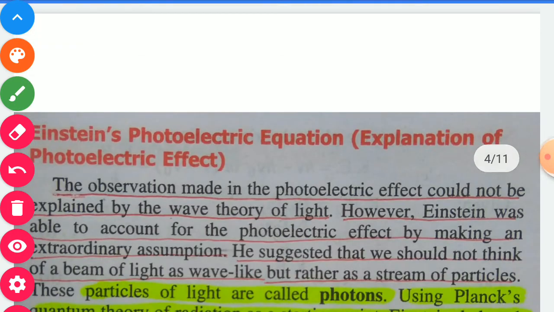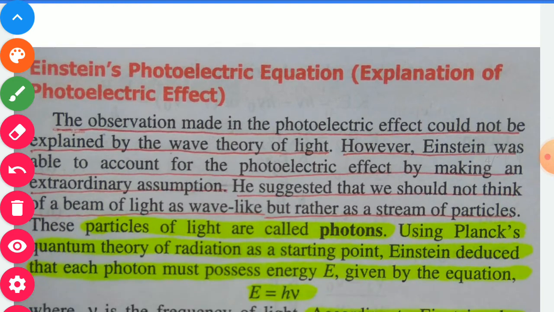Now, Einstein's photoelectric equation, that is the explanation of the photoelectric effect. The observations made in the photoelectric effect could not be explained by the wave theory of light. However, Einstein was able to account for the photoelectric effect by making an extraordinary assumption. He suggested that we should not think of a beam of light as wavelike, but rather as a stream of particles. The particles of light are known as photons.